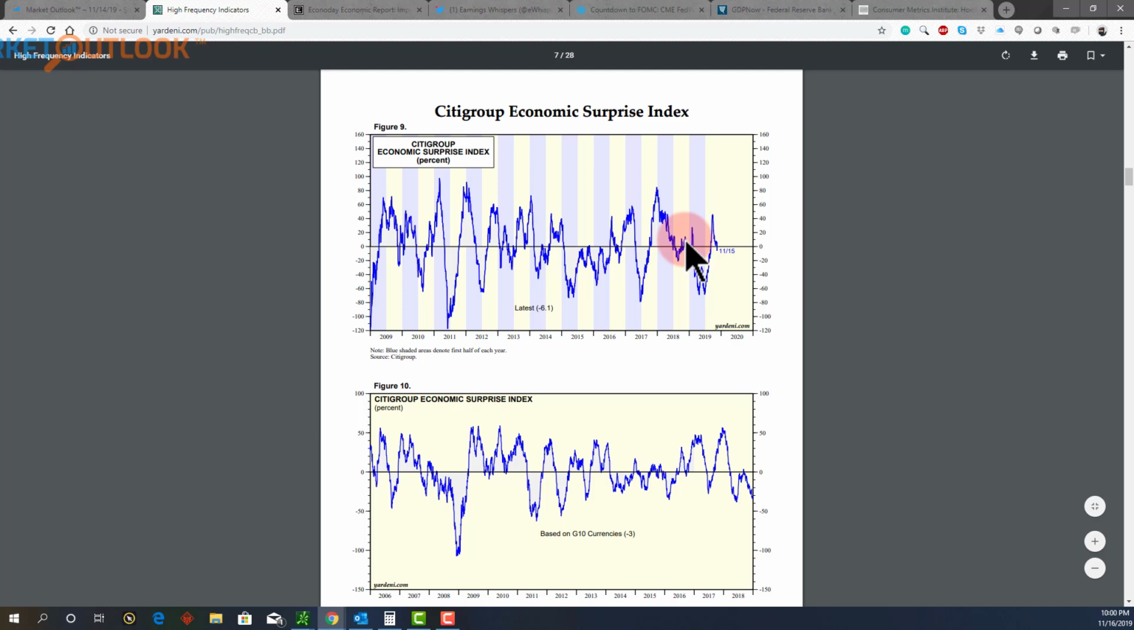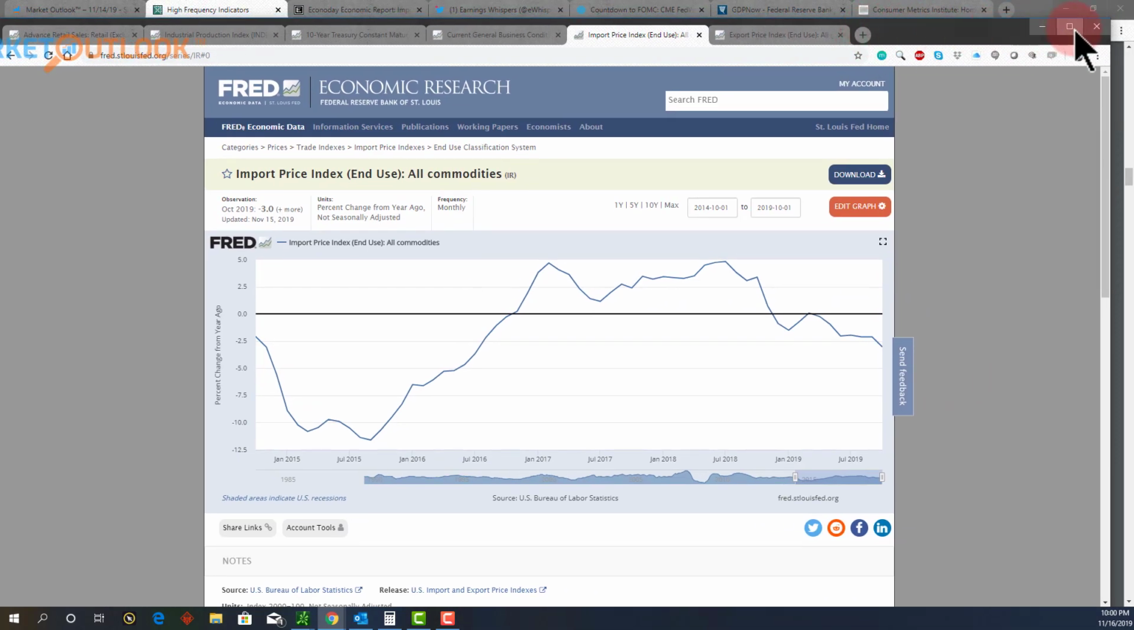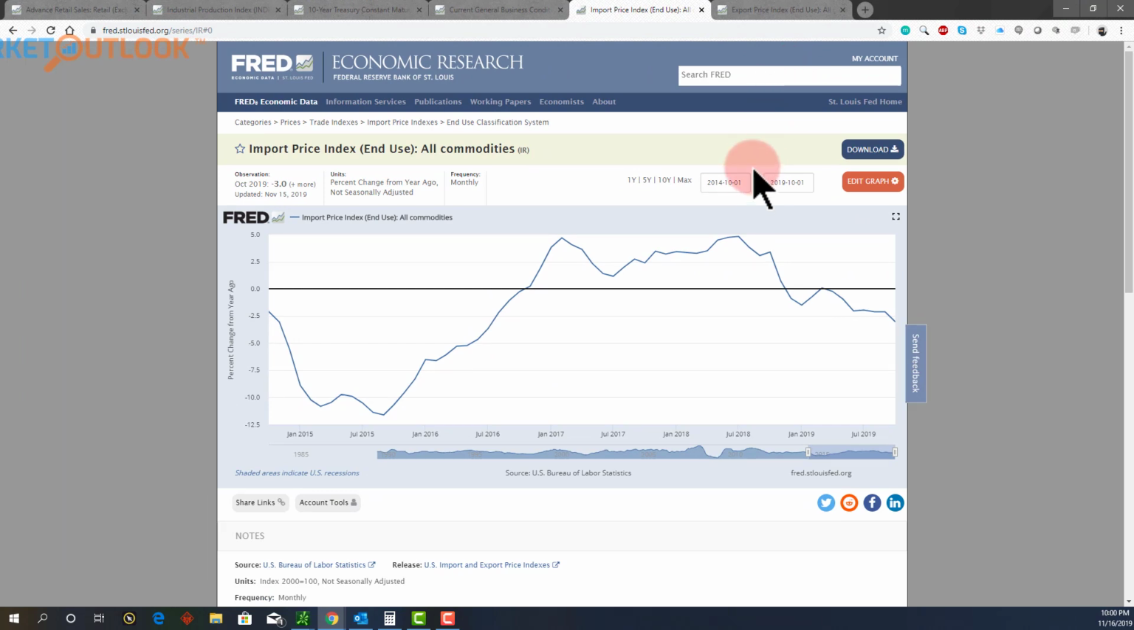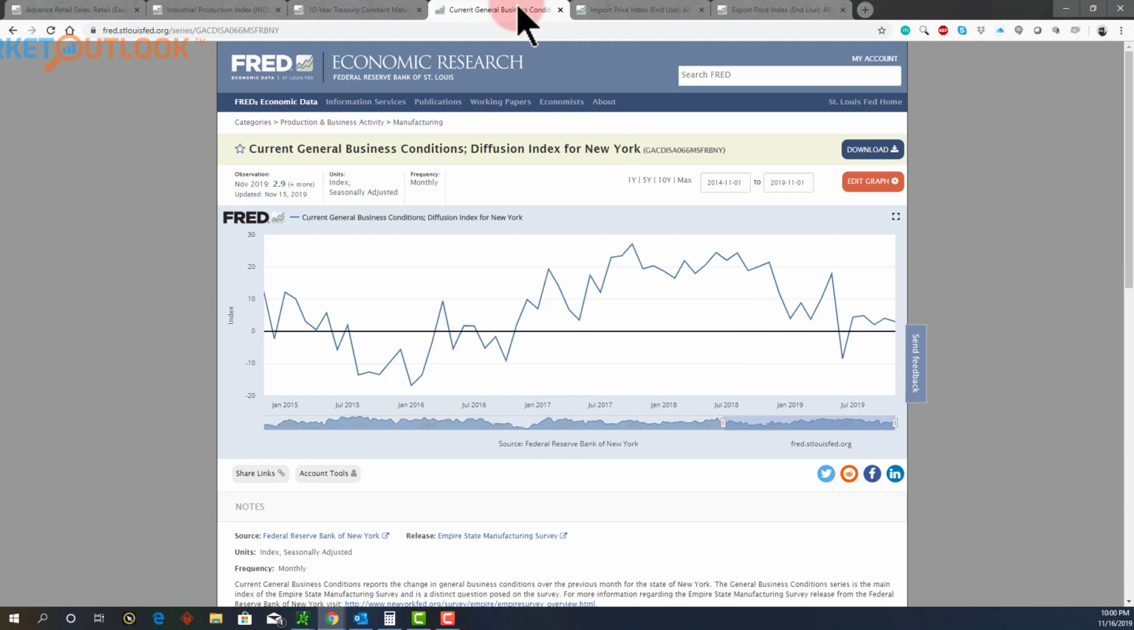Well, if you look at a lot of the technical indicators here, let me bring this over. So here's the indicators that were released on Friday's calendar, yesterday's calendar. Here's the import price index. You see how we peaked in July of 18. This is year-over-year import prices, and you can see we're continuing still lower. Export prices, same thing. We peaked there a couple months earlier. We continued down. You look at the Empire State Manufacturing. Here's August 2018. We haven't bounced yet.